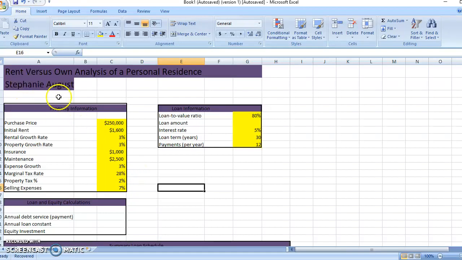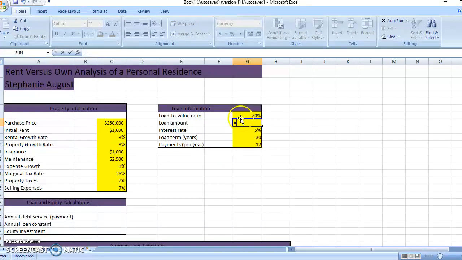Okay, so this is the rent versus own analysis of a personal residence. This shows all the property information that we were provided, as well as all the loan information we were provided. We weren't provided the loan amount, but we can calculate it by taking the loan to value ratio and multiplying it with the purchase price, and it's a $200,000 loan amount.